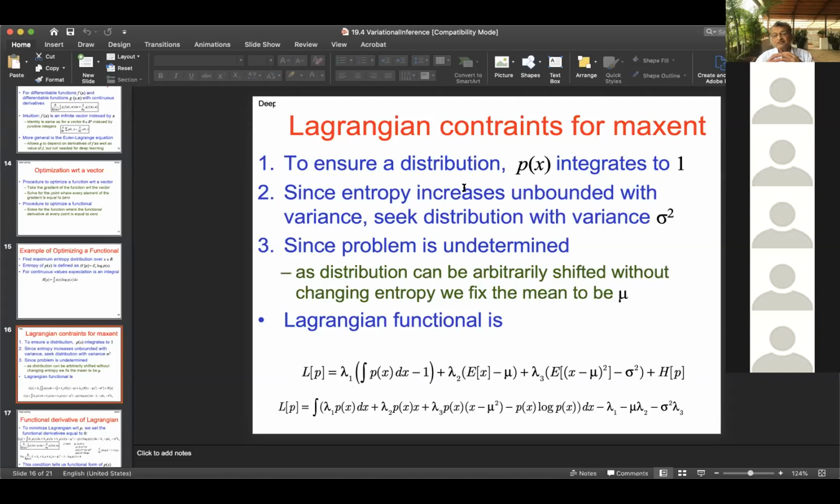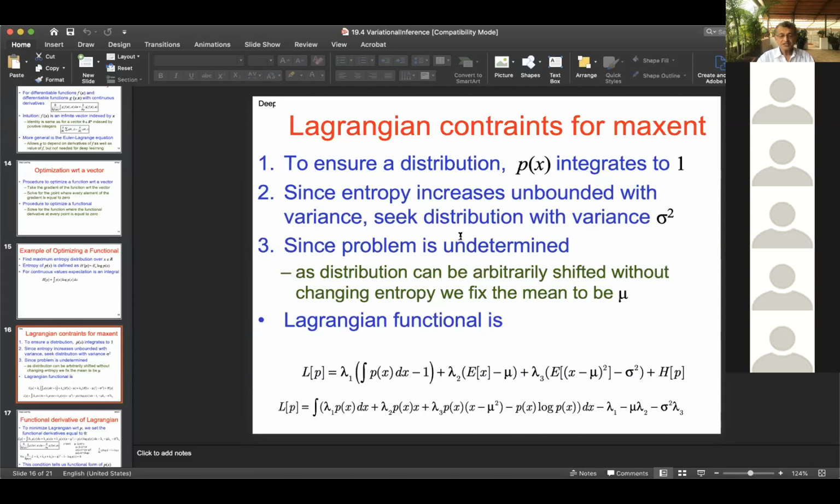To find that function, we need all kinds of constraints in the problem to ensure that Q is going to be a distribution. So to ensure the distribution, the P of x you're working with integrates to 1. And since entropy increases unbounded with variance, we seek a distribution with a variance sigma squared. And the problem is underdetermined. I think it's underdetermined rather than undetermined.